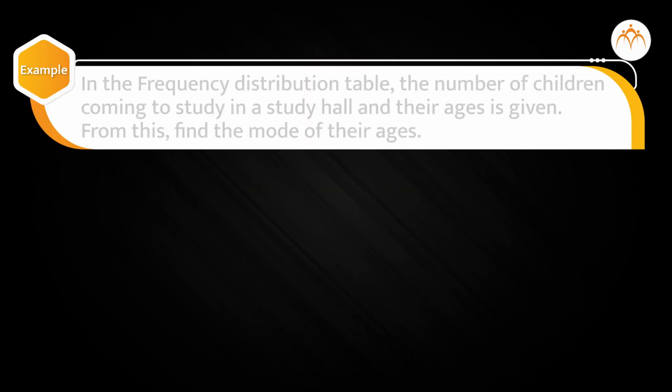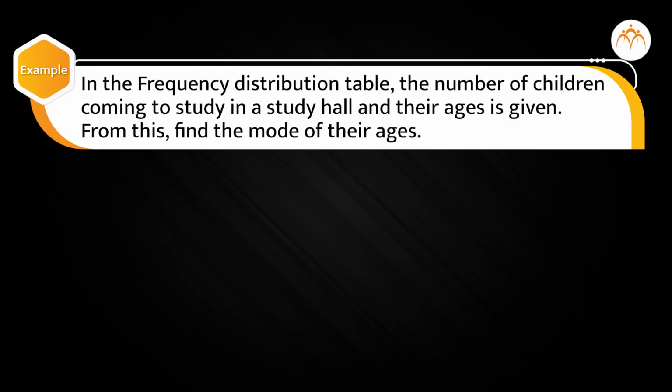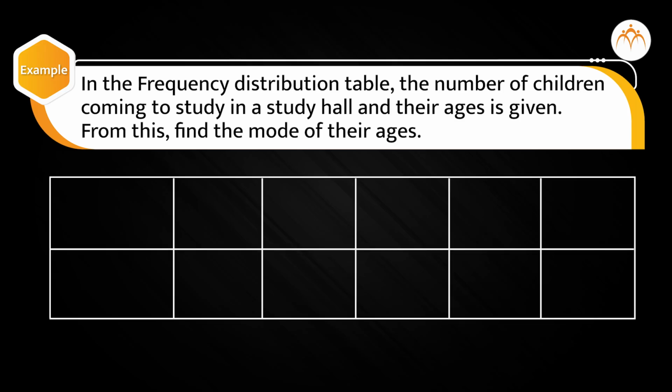We have learnt the method of finding the mode of an ungrouped data last year. Now we will learn the method of estimation of mode of grouped data. Let us solve some examples. First example. In the frequency distribution table, the number of children coming to study in a study hall and their ages is given. From this, find the mode of their ages.